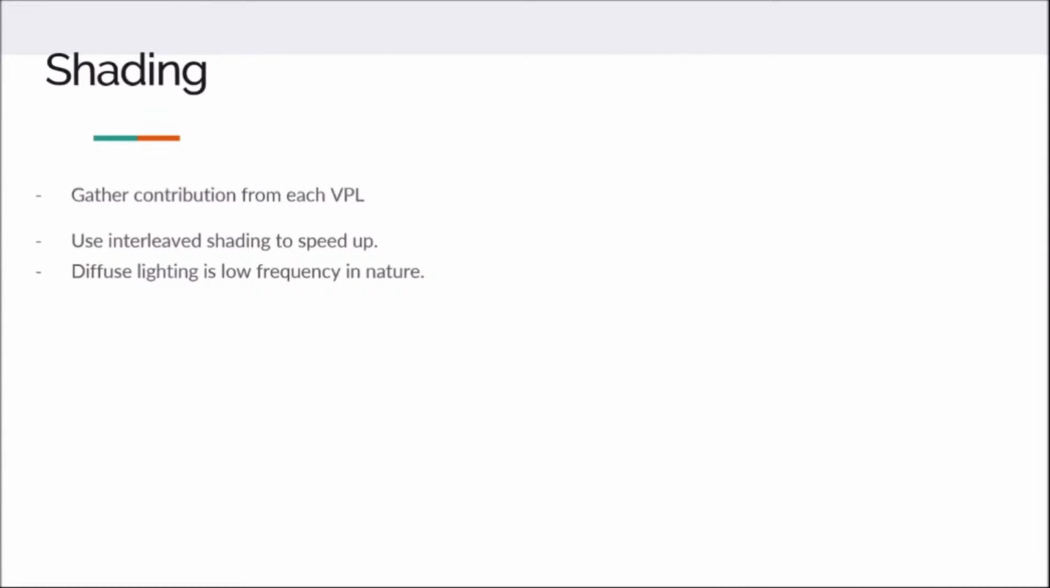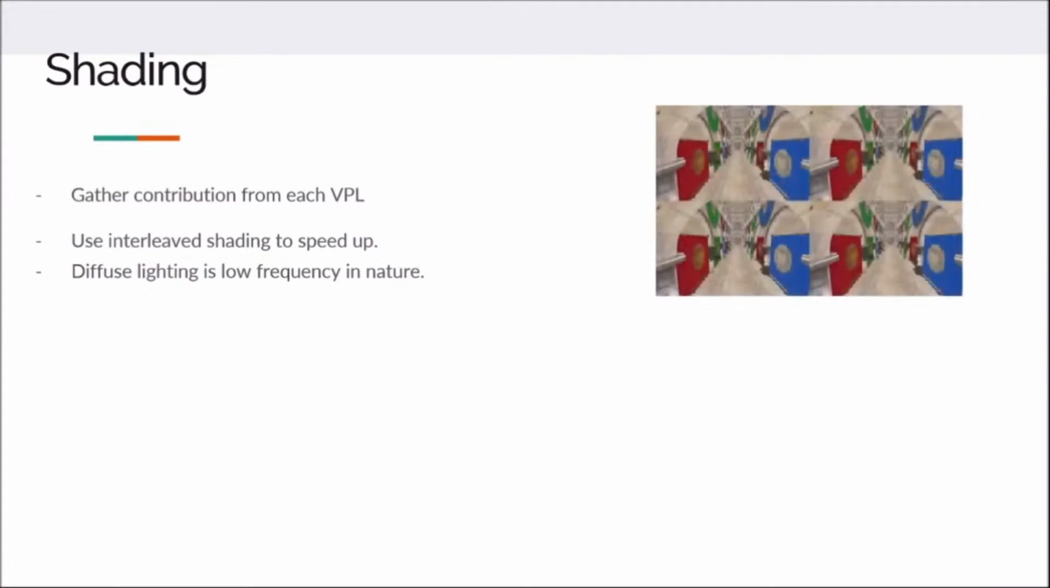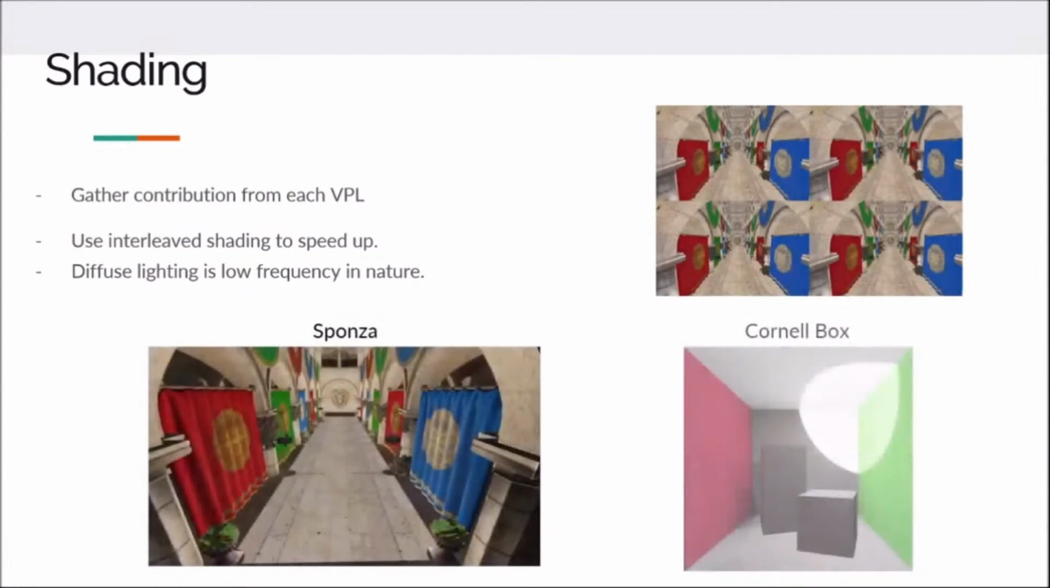Finally, shading happens by gathering contribution from each VPL, both first bounce and second bounce. We use interleaved shading to speed up the computations. Because diffuse lighting is low frequency in nature, we may get away without computing lots of visibility queries for second bounce VPLs.